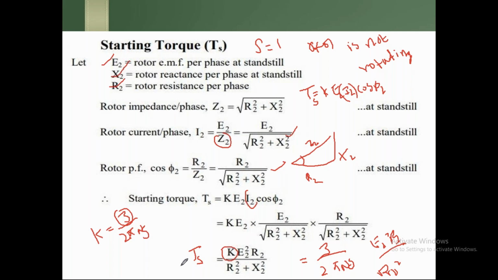So the maximum efficiency condition for a transformer is when copper losses are equal to iron losses. This is the condition. Whenever copper loss and iron losses are equal, then that transformer will give the maximum efficiency. Similarly, the three-phase induction motor has some condition to obtain the maximum starting torque. Now we are going to derive what is the maximum torque condition for a three-phase induction motor.